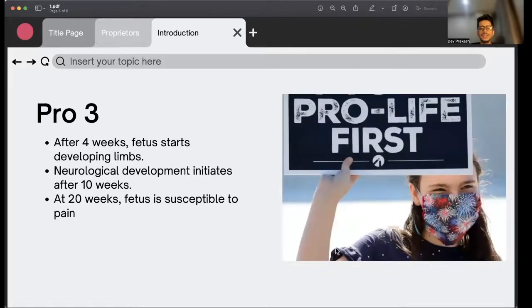The fetus begins developing in the duration of its gestational period. Biologically, at 4 weeks, all fetuses start developing limbs and eyes and a heart that can be detected at an ultrasound scan. Additionally, at 10 weeks, a fetus starts brain development, producing almost 250,000 neurons every minute. Lastly, at 20 weeks, studies have shown that a fetus indeed can feel pain.